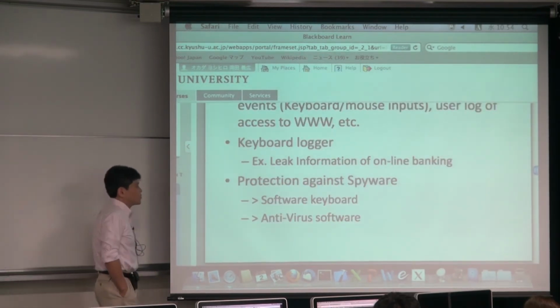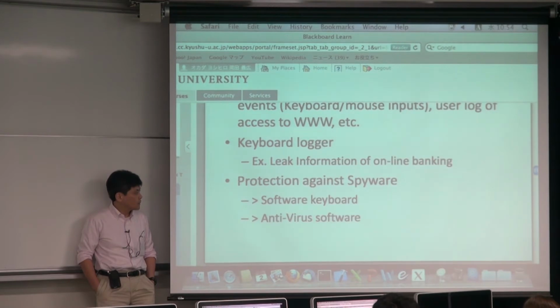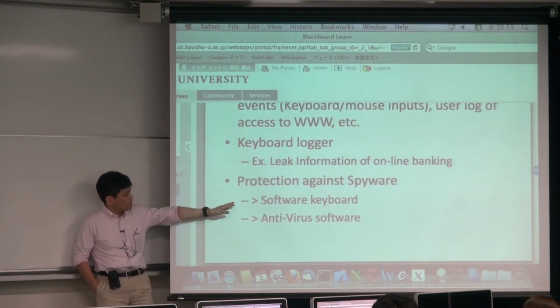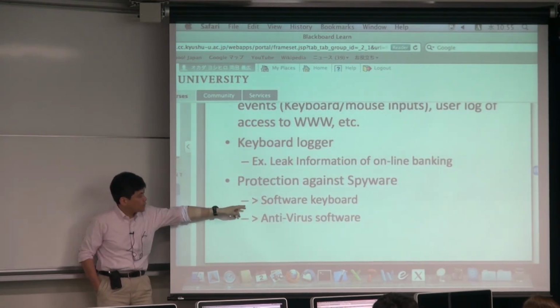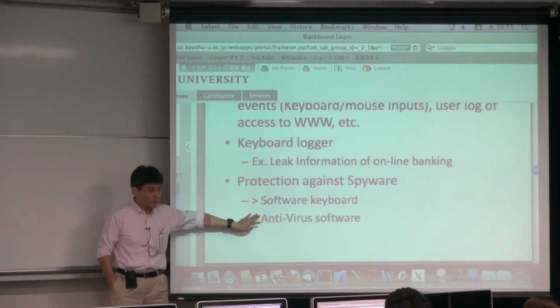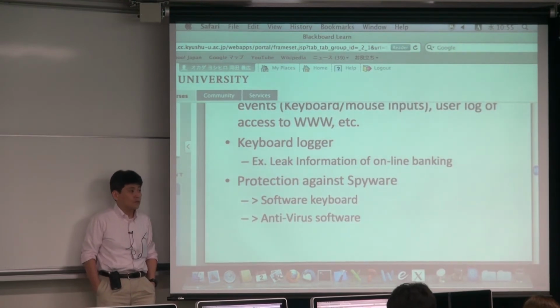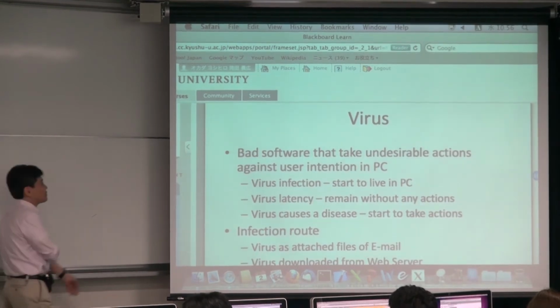To protect against such attacks using spyware, use a software keyboard and antivirus software. So it's better to always install antivirus software on your PC. Okay. So another technical term is a virus.